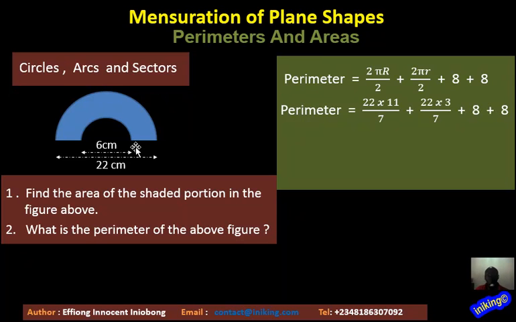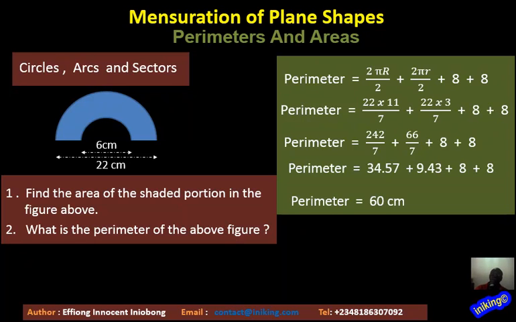Of course, if you look at this very well, you will agree that this 2 will take care of this 2. This 2 can take care of this 2. So we just have pi 22 over 7 and r 11. And here we have also pi 22 over 7 and then r 3. And then we add the 2 8s. Proceeding, we have for the first one 242 over 7. The second one 66 over 7, which is 3 times 22. And then plus 16, your 8 and 8. And that gives us the perimeter to be approximately 60 centimeters.